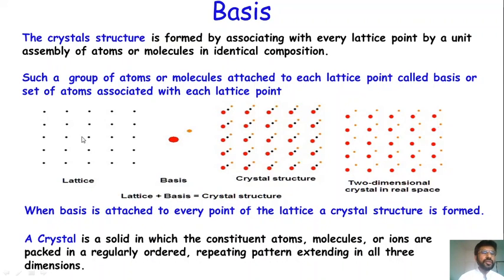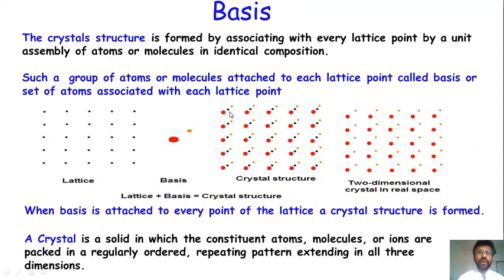So suppose we consider this is a space lattice, a two-dimensional space lattice. All these are the lattice sites, all these are the lattice points. Now, the basis is nothing but the unit assembly of the atoms or the molecules. And when this unit assembly of atoms or molecules gets composed with the lattice points, which are imaginary lattice points, there is the formation of a crystal structure.